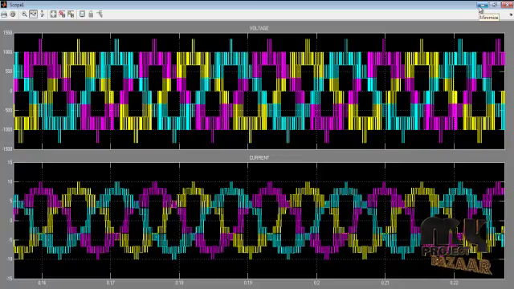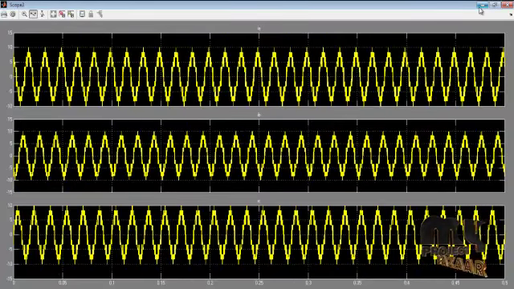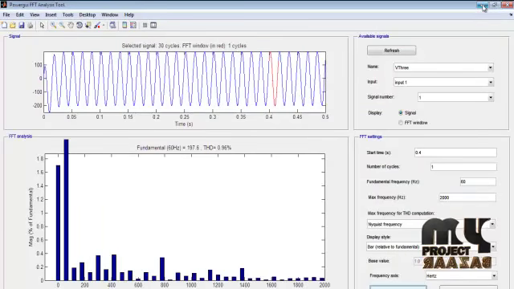Here the output is a 5-level inverter, so the output levels are 1, 2, 3, 4 and 5. This is the output voltage waveform VA, VB and VC respectively, and next is the output current IA, IB and IC respectively. Using the 5-level topology we can reduce the total harmonic distortion. Here we can see the total harmonic distortion is 0.96 percent.